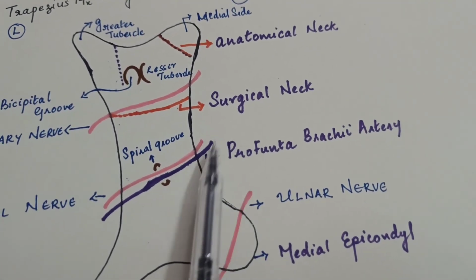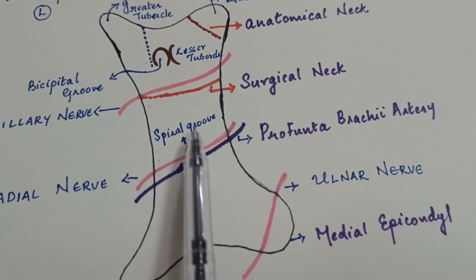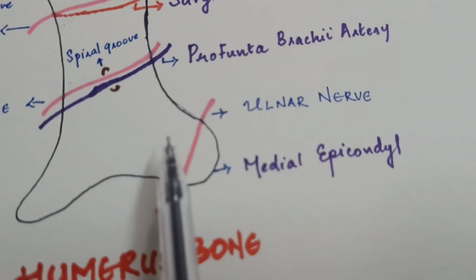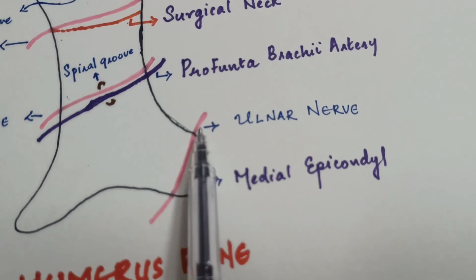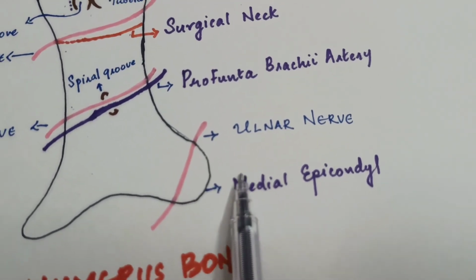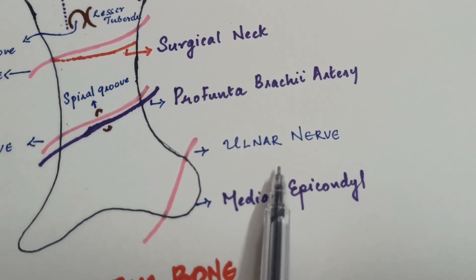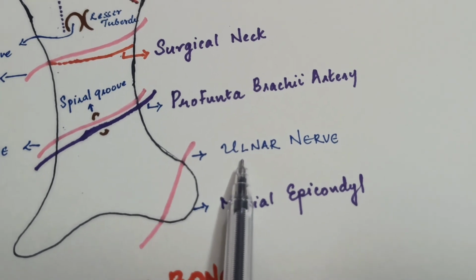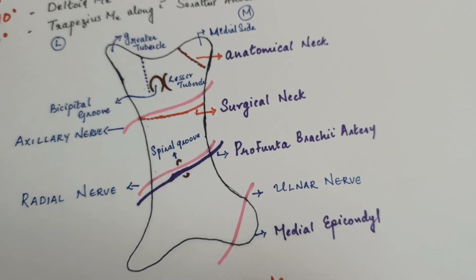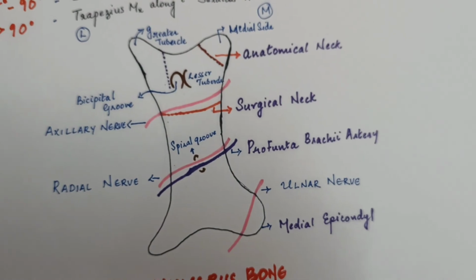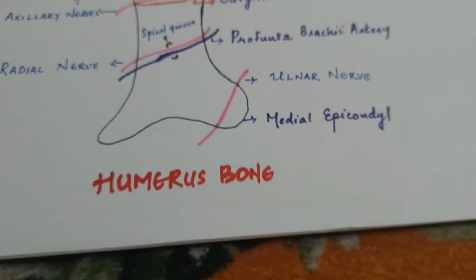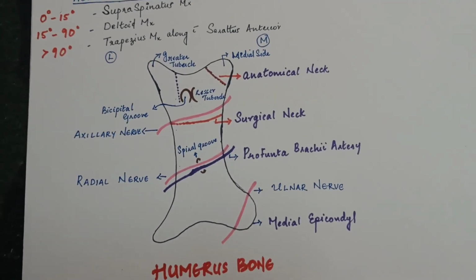This artery and this nerve pass through the spiral groove. Going down, there is a bulge here on the medial side, that is the medial epicondyle. Near the medial epicondyle, which nerve is passing? That is the ulnar nerve. So simple. Our humerus bone is finished. Our humerus bone is so simple.